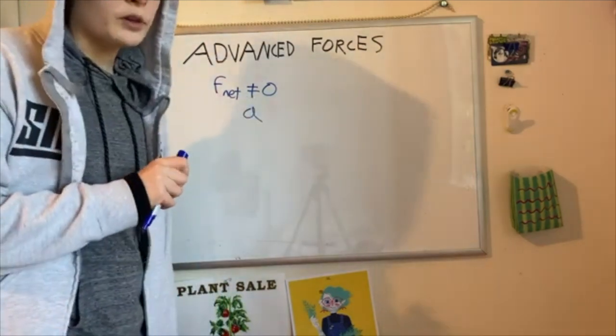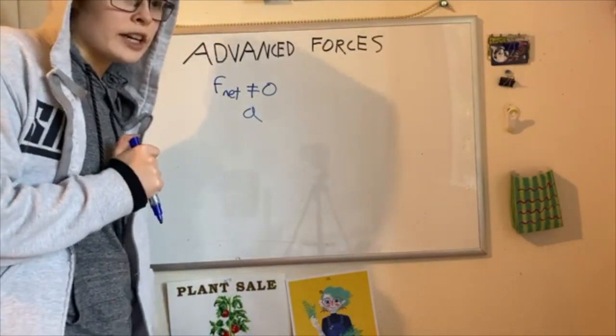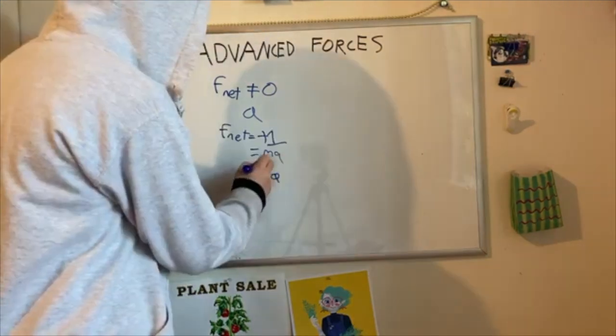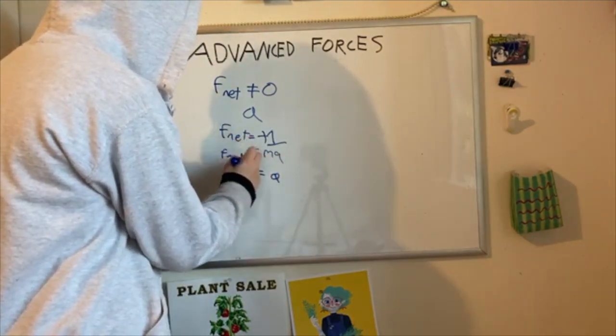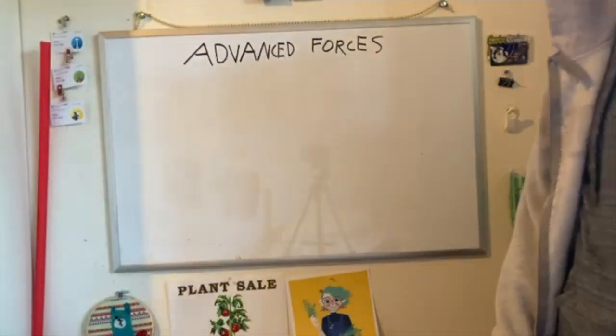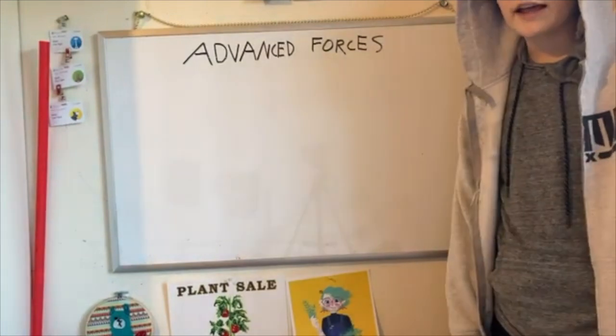It doesn't mean that it's moving. It doesn't mean that it's not moving. It doesn't tell you which direction it's moving, only that it is accelerating. Acceleration is equal to F net over m. And if it's 0, acceleration is also going to be 0. Please remember this. Now we're going to get to the stuff that you actually care about, diagonal forces.